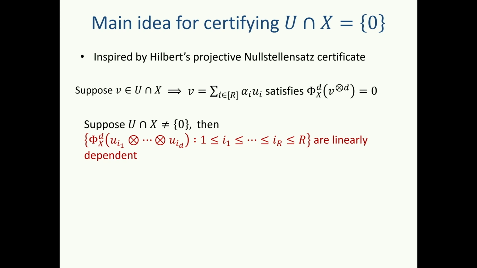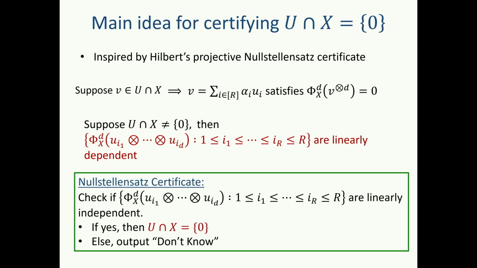So now here's a very natural certificate for certifying that the intersection is trivial. You just check if all these different vectors are linearly independent. Okay? If they are linearly independent, then it means that the intersection has to be trivial. If not, you give up. Okay? Good. So this is actually nothing new. This is the Hilbert Nullstellensatz certificate. Okay, this is for projective varieties.